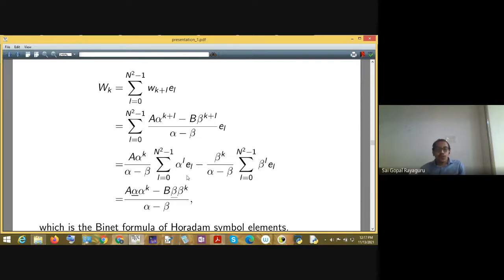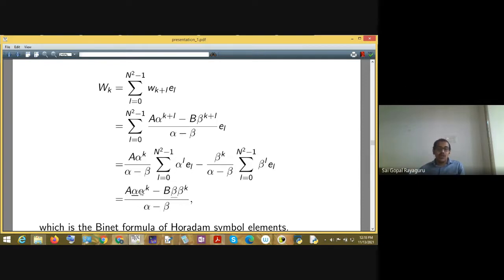Writing this summation again and again in this form is quite difficult, so we have put a notation for it. This summation, l from 0 to n squared minus 1 of alpha^l e_l, is alpha underscore, and the same for beta, beta underscore. With this notation, we can see that the kth Horadam symbol element can be represented in this form, which is not exactly what we would call the Binet formula, because in the Binet formula the roots of the characteristic equation are involved, and A and B are solved by means of the initial conditions.